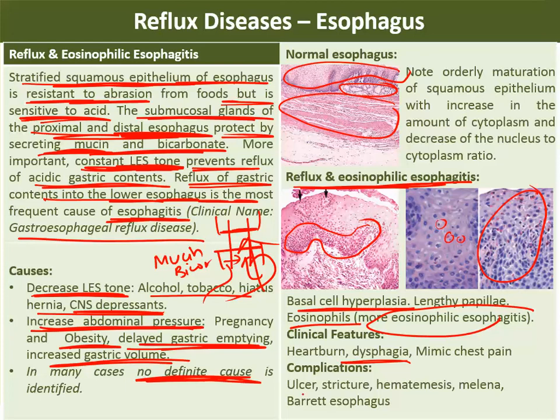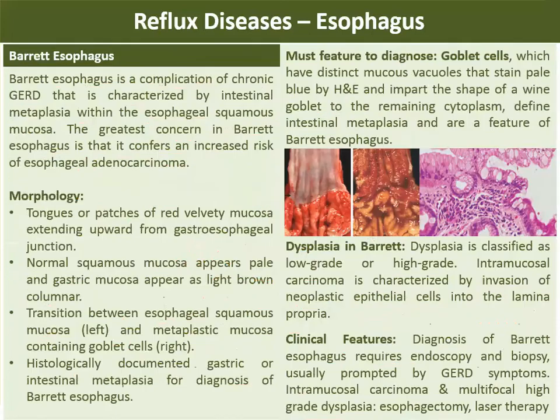And the problem here is they can produce ulcers, strictures, hematemesis, which means blood will come out, and melena, which means blood in the stool. It can lead to a metaplastic condition called Barrett esophagus. So Barrett esophagus is a complication of chronic gastroesophageal reflux disease. What is that?